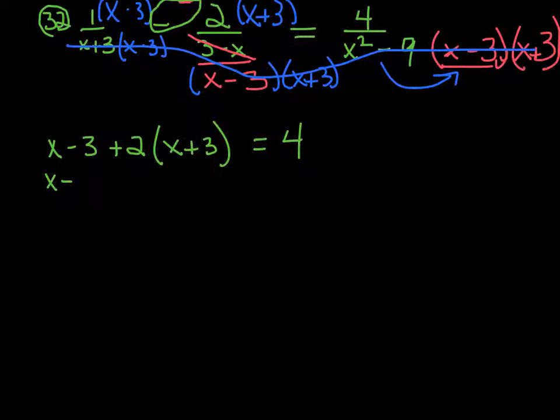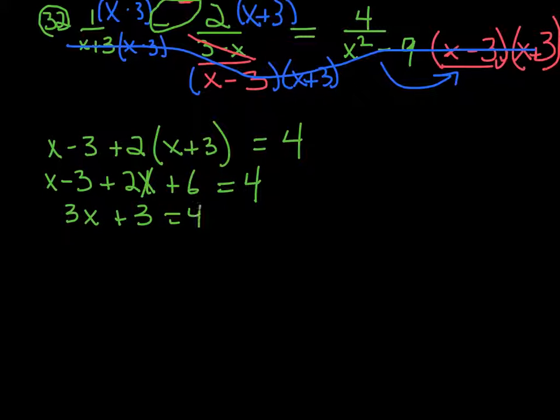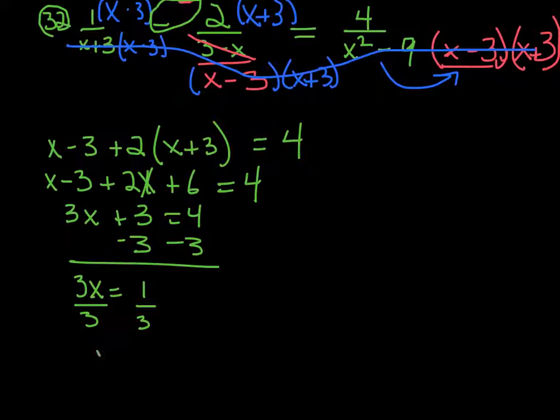So we have x minus 3 plus 2, what am I doing? 2x, let's distribute, plus 6, right, equals 4. So let's add like terms. I have 3x plus 3 equals 4. Let's move this 3 over, right there, and we have 3x equals 1, and when I divide by 3, I have x equals 1/3.